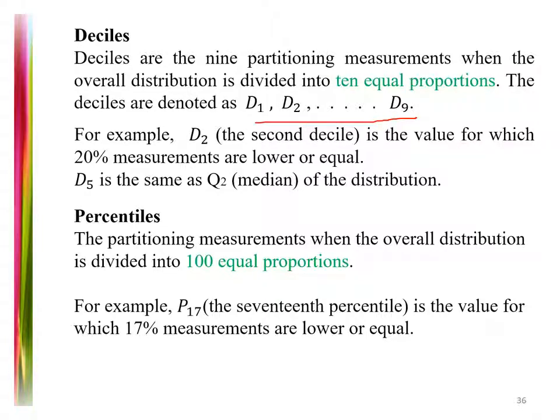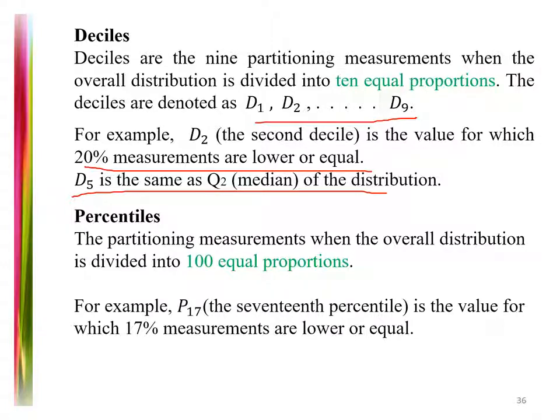For example, D2, the second decile, is the value for which 20% of measurements are lower or equal. Similarly, D5 means 50% of measurements are lower or equal. So that is equal to Q2. That's the median.